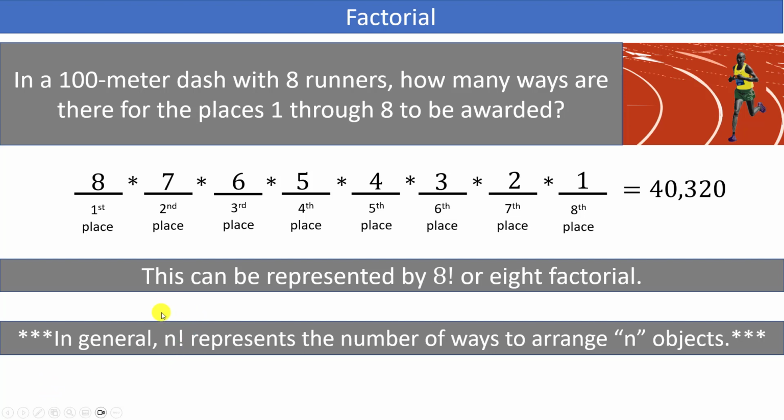So in general, if we have n factorial, we say that n factorial represents the number of ways to arrange n objects, or in our case, 8 objects. And this is a very important definition that you're going to want to make sure that you have memorized. Anything factorial is just saying, well, how many different ways can you mix and match 8 things? Or in this case, how many ways could you have those 8 runners finish the race, right?